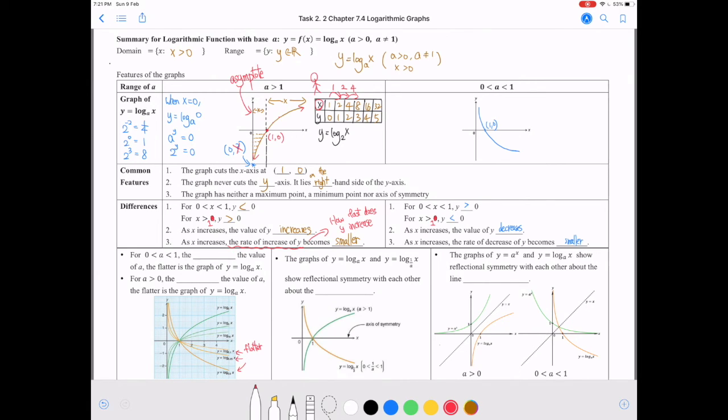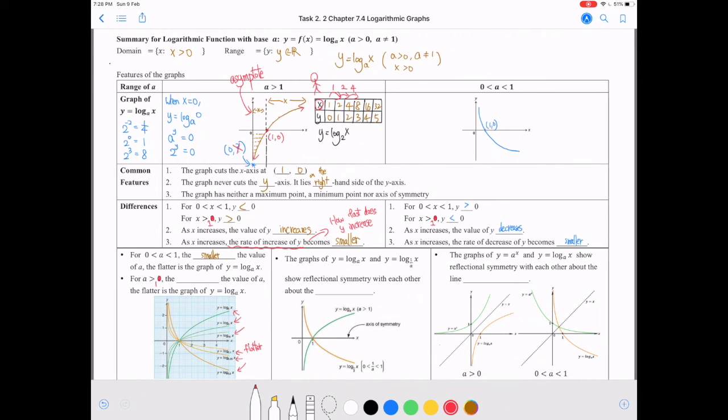So what does it mean? It means if a is smaller, the graph will be flatter. So we have, the smaller the value of a, the flatter is the graph of y equals log base a of x. Now the second part: for a bigger than 1, not 0, the greater the value of a, the flatter is the graph of y equals log base a of x.